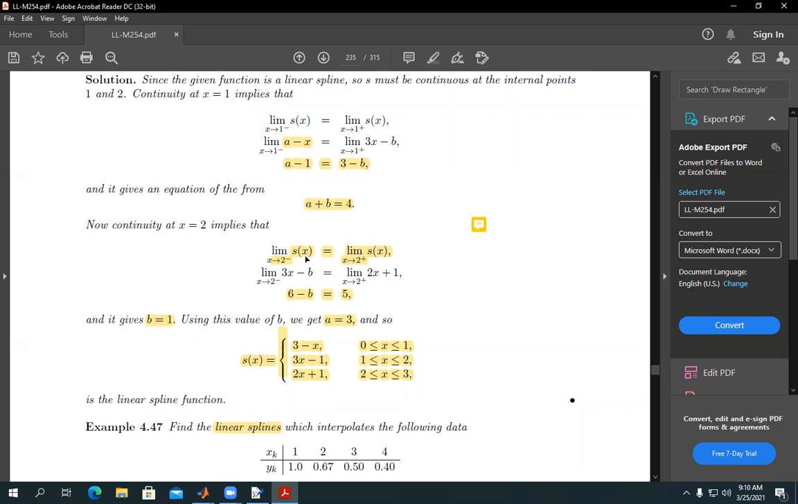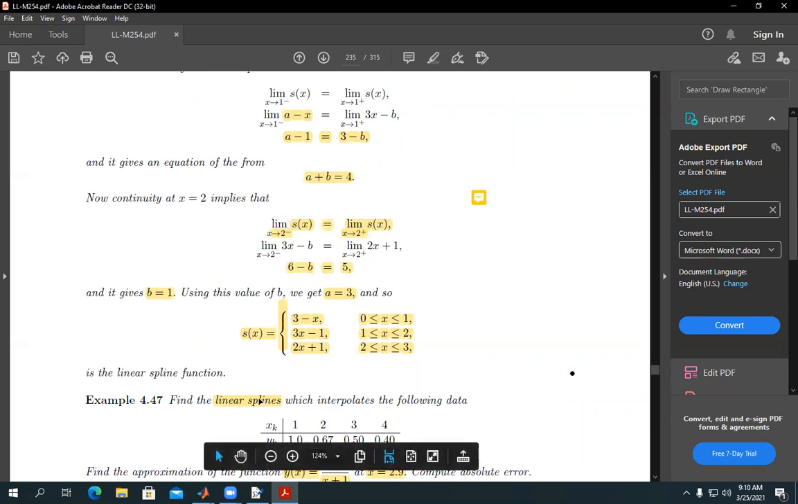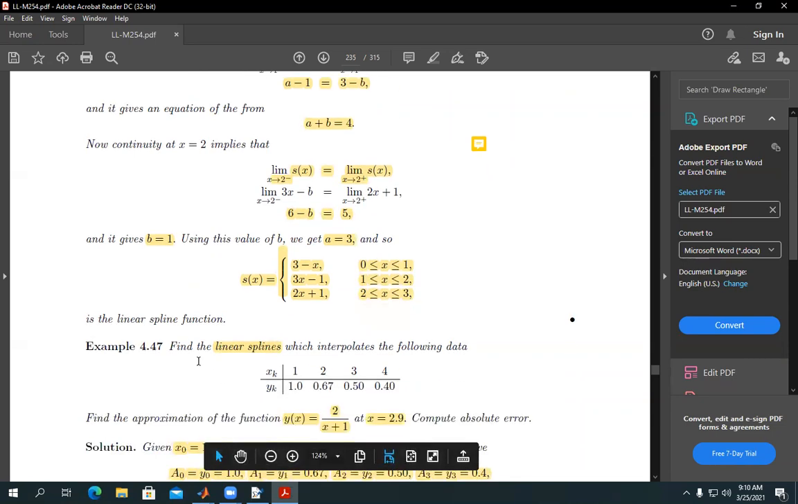That's a proper example. How can we have the question in the exam? He says something like this: you are given an interval. Find the linear splines which interpolate the following data. This is the first part. You have to find the linear splines. How many splines you can find depends on the intervals.